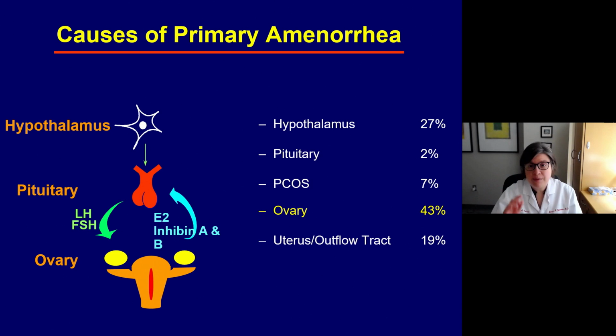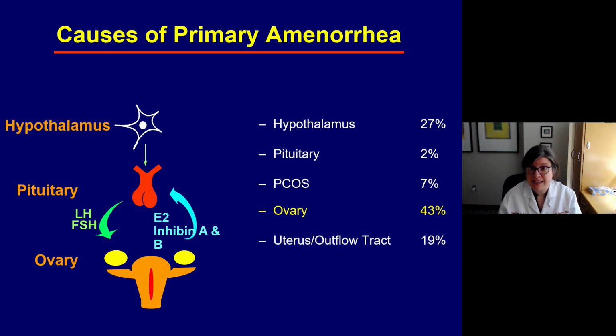So thinking about primary amenorrhea and the different etiologies, hypothalamic, pituitary, ovarian, uterine outflow tract, or PCOS, we see that ovarian etiologies are the most common at 43%, followed by hypothalamic at 27%, and then uterine outflow tract at 19%. And many of these ovarian etiologies are genetic, things that are chromosomal etiologies, Turner syndrome, and the like.